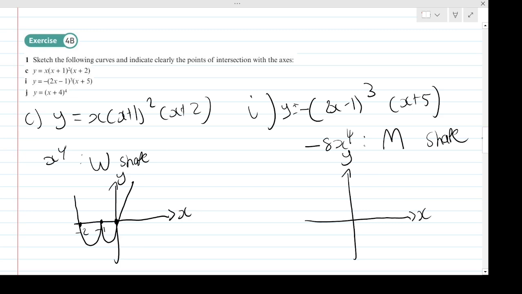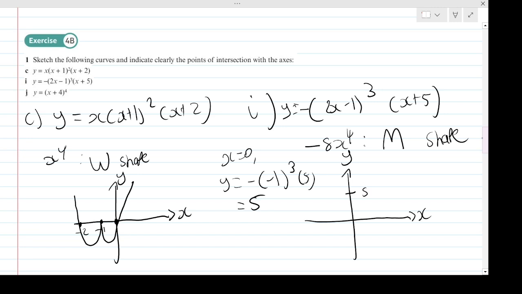Well, the y-intercept is going to be when x is 0. If we plug x equals 0 into this y expression, 2x would be 0, so you'd have minus 1 cubed, times 0 plus 5, which would be just 5. Put that in your calculator and you should get positive 5. Okay, cool. So it's going to pass through the y-axis at 5, somewhere there.